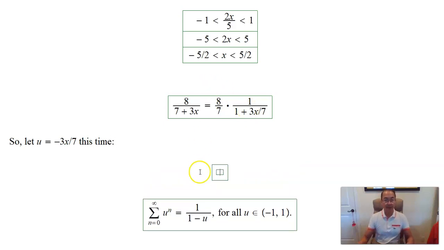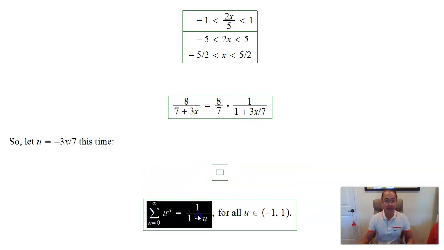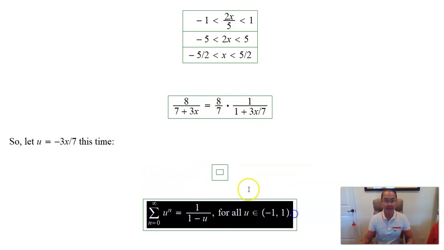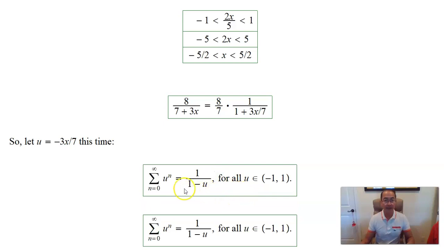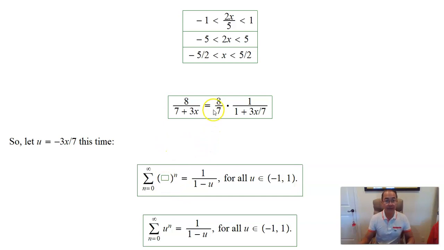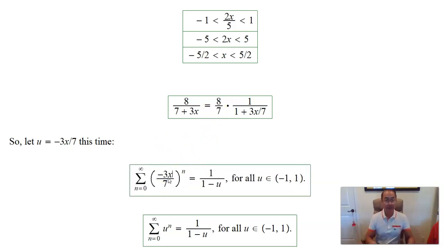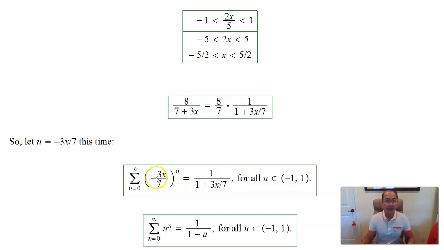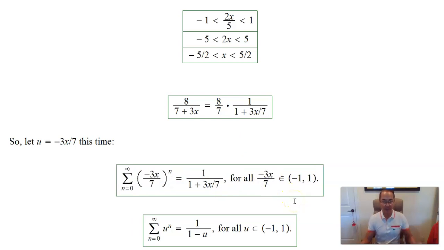All right, so in our geometric series, we're going to need negative 3x over 7. Minus 3x over 7. And we will have 1 plus 3x over 7 here. And we want minus 3x over 7 to be between -1 and +1.